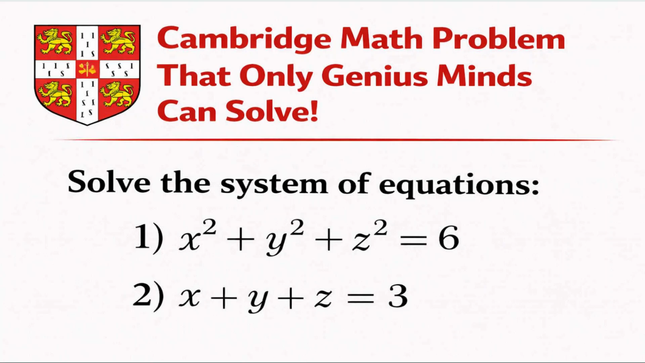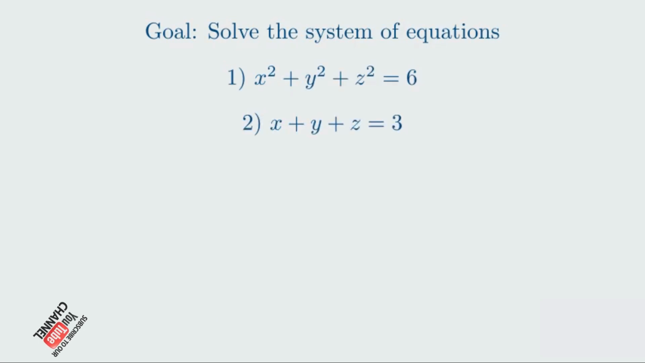Welcome! Today, we're going to solve a classic system of equations that combines a sphere and a plane. Our goal is to find the points, x, y, z, that satisfy both equations simultaneously. In other words, we're looking for the intersection of these two surfaces in three-dimensional space. To get started, we'll use a substitution method to combine these two equations.